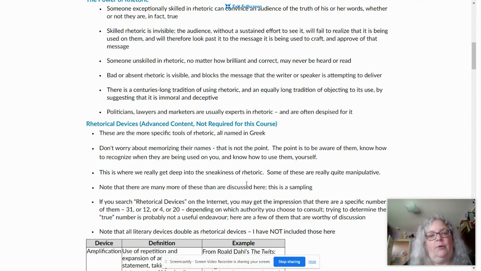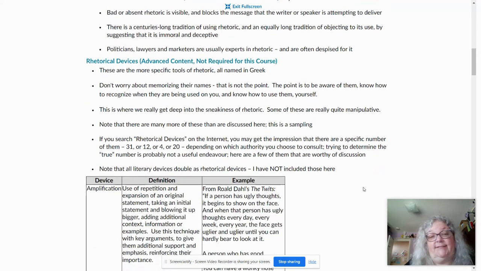to be aware of them, know how to recognize when they're being used on you, and know how to use them yourself. This is where we get really deep into the sneakiness of rhetoric. Some of these are really quite manipulative. And note that there are many more rhetorical devices than the ones that are discussed here. This is just a sampling.